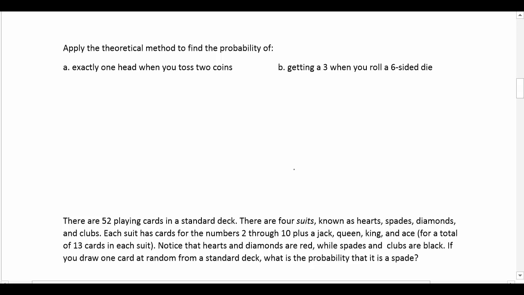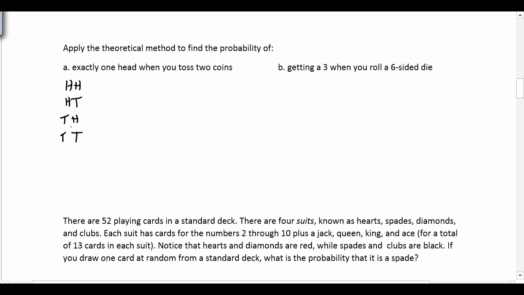Okay, so we're going to apply the theoretical method to find the probability of the following: exactly one head when you toss two coins. Okay, so let's make a list of what could happen. If I toss two coins, I could get head head, could get head tail, could get tail head, or I could get tail tail.